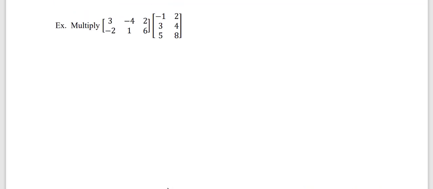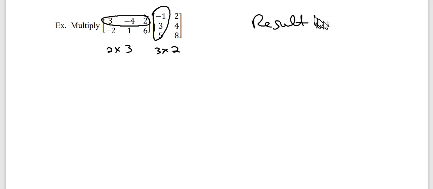Let's do another example. Always rows of the first matrix by columns of the second matrix. We are going to multiply this row by this column. Well, first let's make sure we actually can multiply these. This one is 2 by 3, 2 rows, 3 columns. This one is 3 by 2. So the result will be 2 by 2. AB will be 2 by 2.